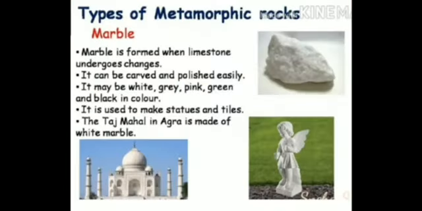First one is marble. Marble is formed when limestone undergoes changes. It can be carved and polished easily. It may be white, grey, pink, green and black in color. It is used to make statues and tiles. The Taj Mahal in Agra is also made of white marble.